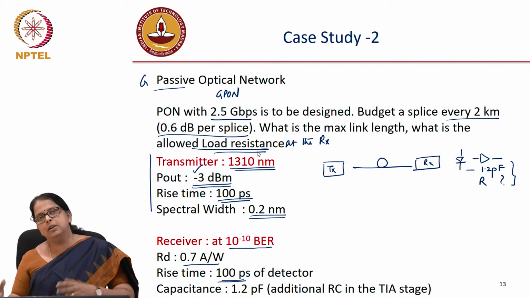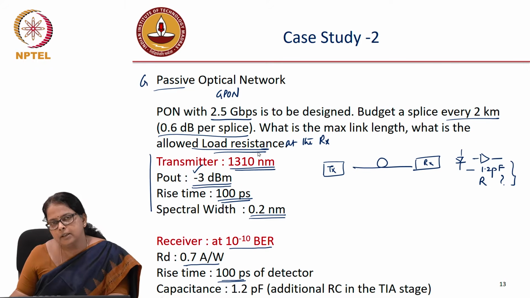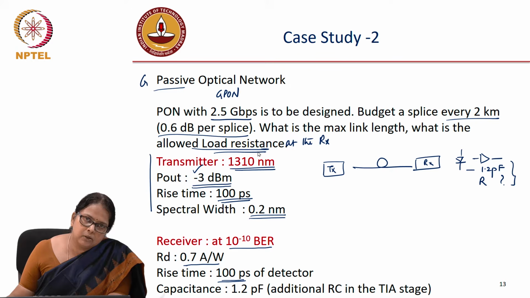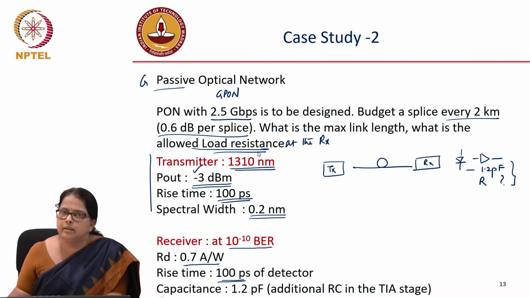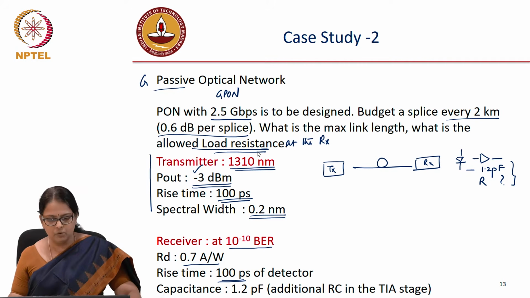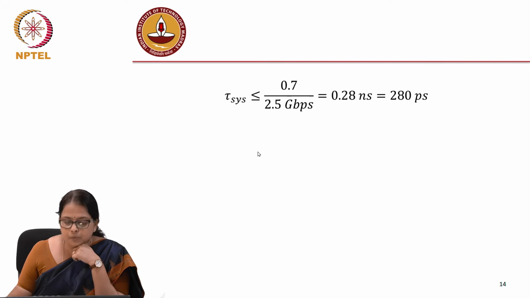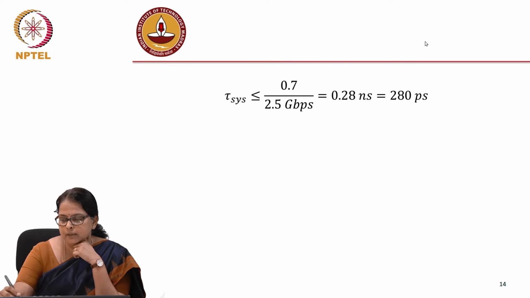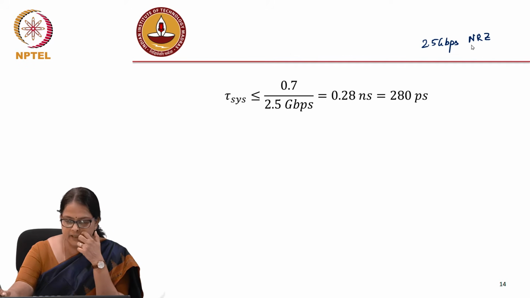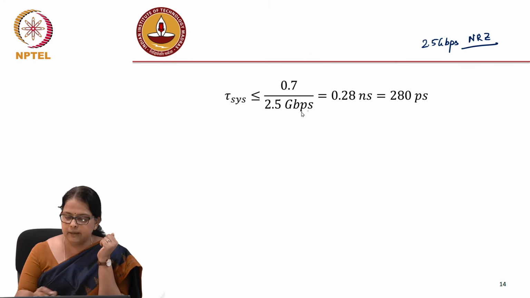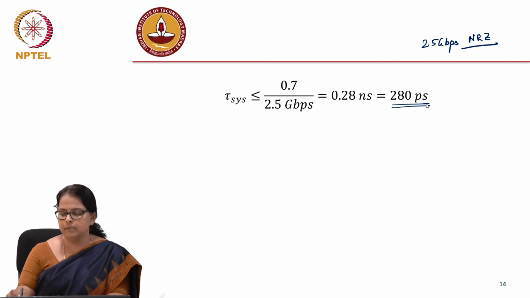So what limits the load resistance, you need to think. It's not loss budgeting that is limiting the load resistance. It's the RC time constant, or the rise time of the receiver, that will limit the load resistance. So first we will use the rise time to calculate the load resistance. The system rise time, because it is 2.5 Gbps and GPON supports 2.5 Gbps in the non-return-to-zero signaling scheme, the allowed rise time is 0.7 divided by 2.5 Gbps. This number comes out to be 280 picosecond.